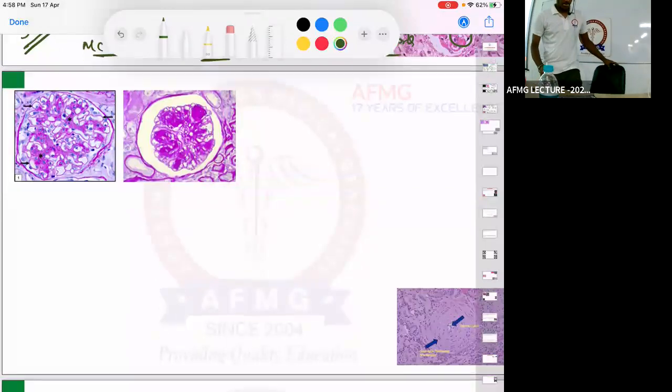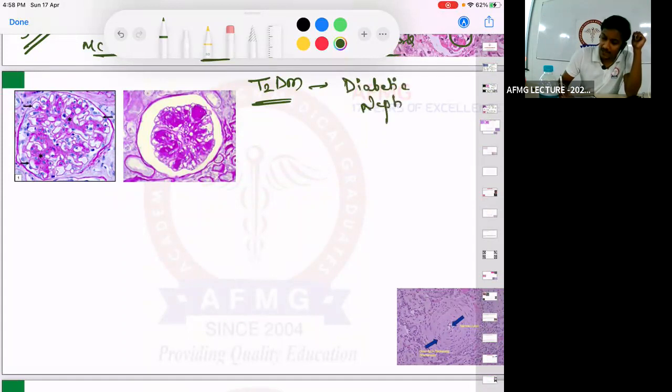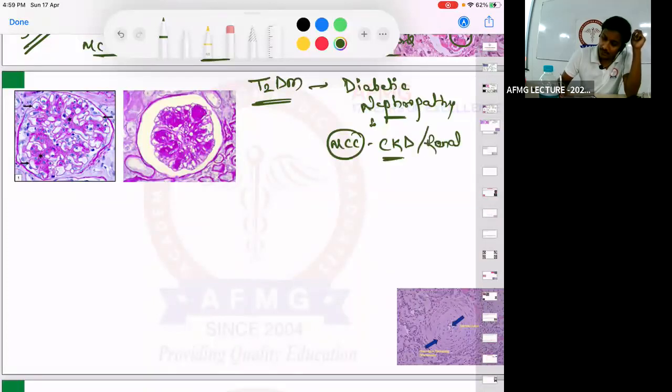Moving further, next one. A patient of type 2 diabetes mellitus comes to you with a microvascular complication, and that is diabetic nephropathy. As we know, diabetic nephropathy is the most common cause of CKD or renal transplant.